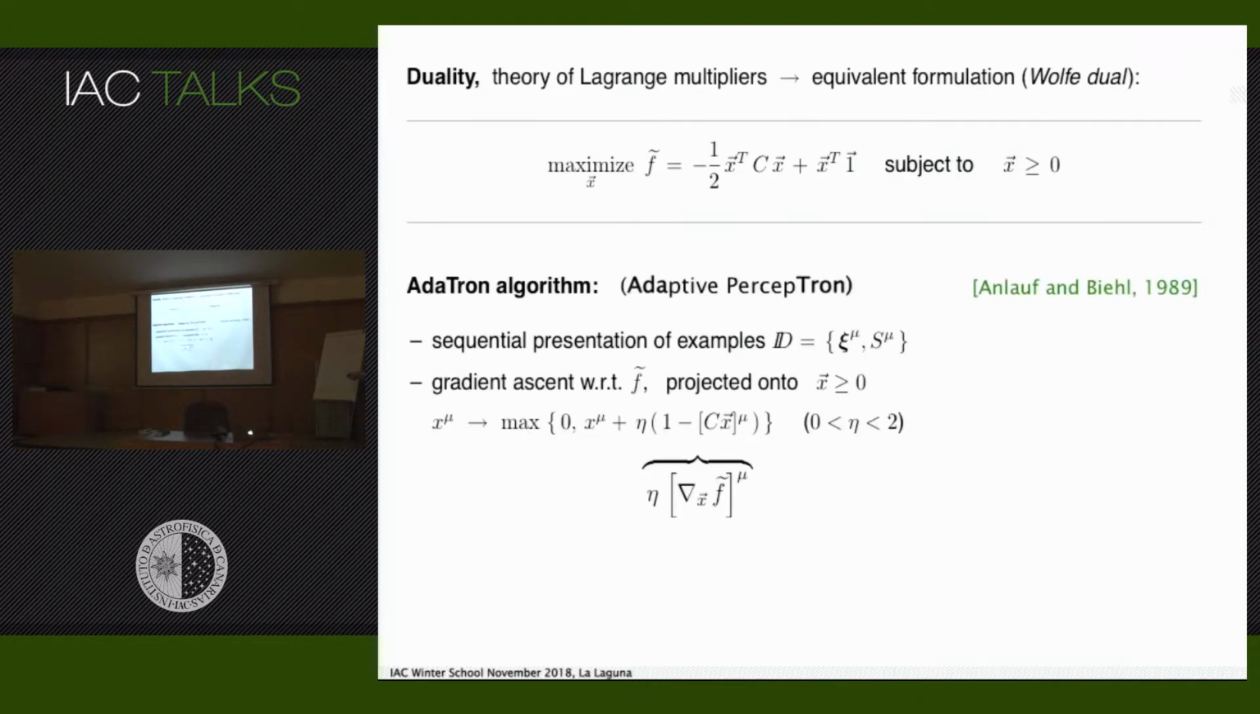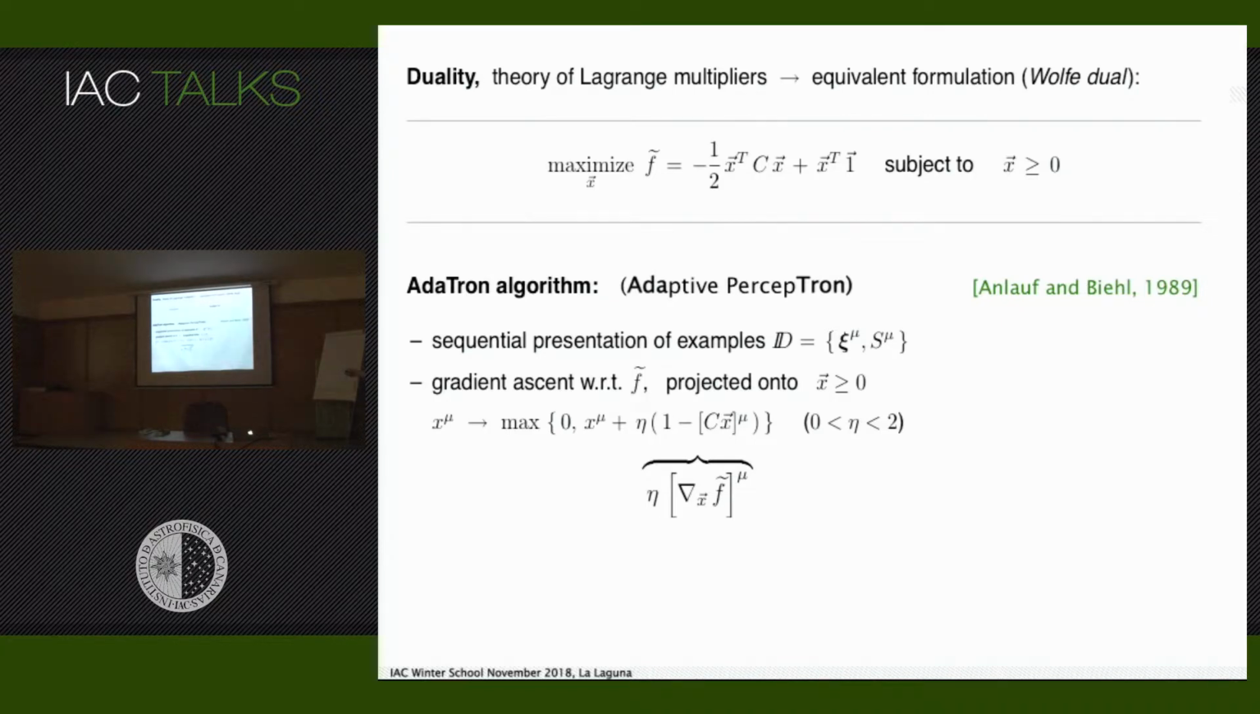Well, we, for instance, sequentially present examples to the system. We perform a gradient ascent in f tilde with respect to the x's. So we would compute the gradient of f tilde with respect to x and perform a gradient ascent step with a learning rate eta, for instance. But we have to watch out that the x's never become negative. So you take your embedding strength x mu when presenting example mu. You add this gradient term, and if this wants to become negative, you force it to get stuck at 0. So you take the maximum of 0 or the updated embedding strength.